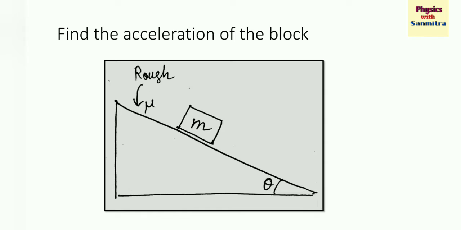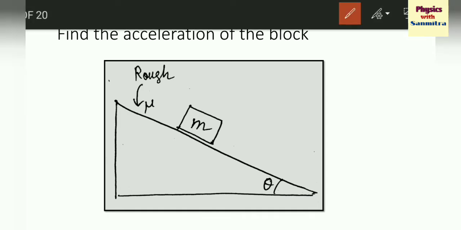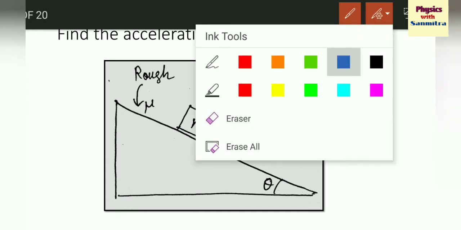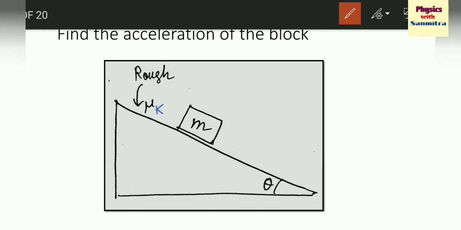Okay, now another example. Find the acceleration of the block, where the same inclined plane is given. Here it is theta, and it is rough, and it is given mu. Now this is mu k. I will consider that this is mu k, because I am giving you that it is slipping. This theta is greater than theta r, or angle of repose, or theta is greater than tan inverse of mu.